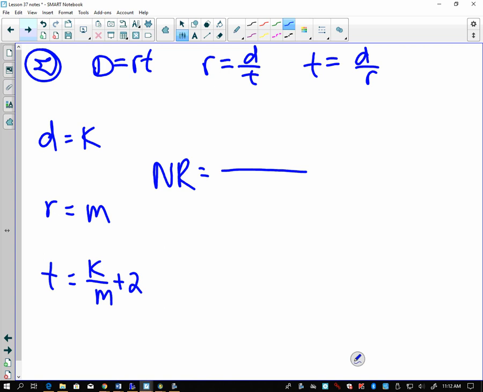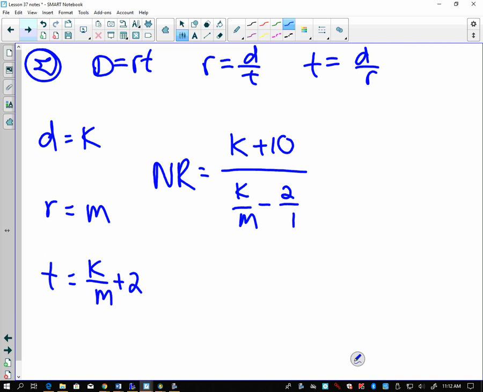Distance doesn't get faster. K plus 10, because we're adding to our distance. The second leg was 10 miles longer. How fast did Donnie have to drive on the second leg to get there on time? Because he's given the same amount of time, k over m minus 2.